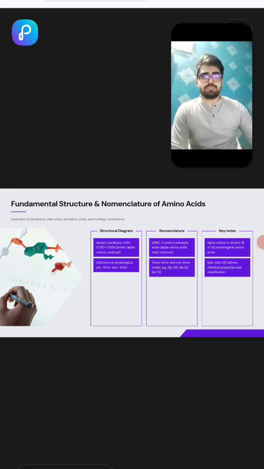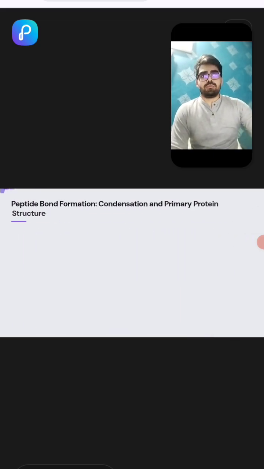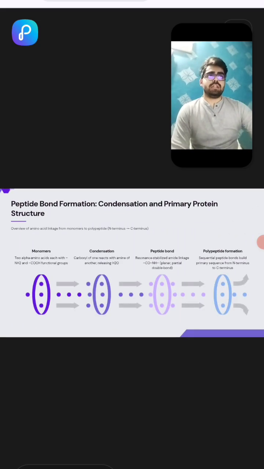Going on to the next part, we have peptide bond formation, condensation, and primary protein structure. So what is a peptide bond? We have one amino acid, one monomer, let's say glycine, alanine, or valine, take any one. They are monomers. They have to be bonded together through the N terminus and C terminus, the peptide bond.